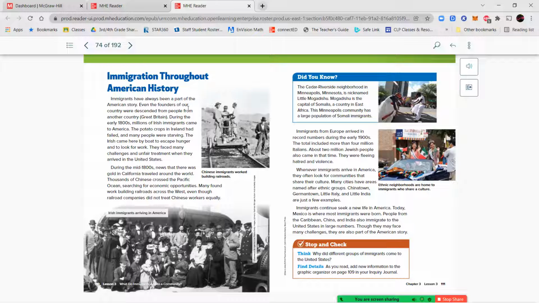And this goes to show that unfortunately there were a lot of prejudices at the time against the people that were coming in, against any culture that looked different from what the European culture looked like.